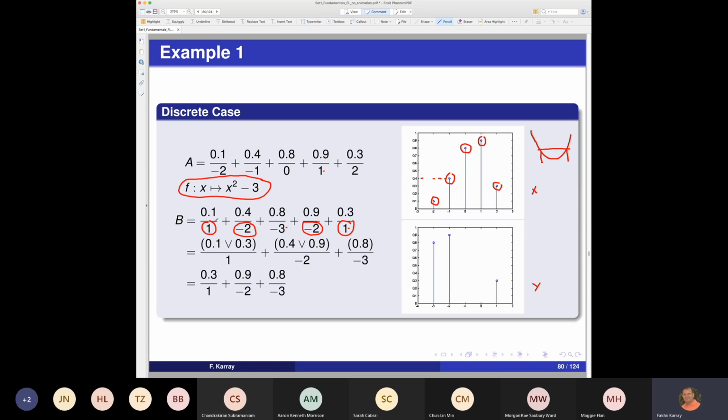For the values that have 1 here, we take the maximum of these two values, using the maximum symbol, of 0.1 and 0.3. So we take the maximum of both of them, and it gives us the value of 0.3. Then we do the same thing for -2 here and -2 here. We have 0.4 here and 0.9 here, and we end up with the maximum between 0.4 and 0.9, which gives us 0.9. So this is 0.9, this is 0.3, and the remainder is going to be 0.8 for the value -3. And we end up with this particular membership function representation for the image of this universe of discourse.